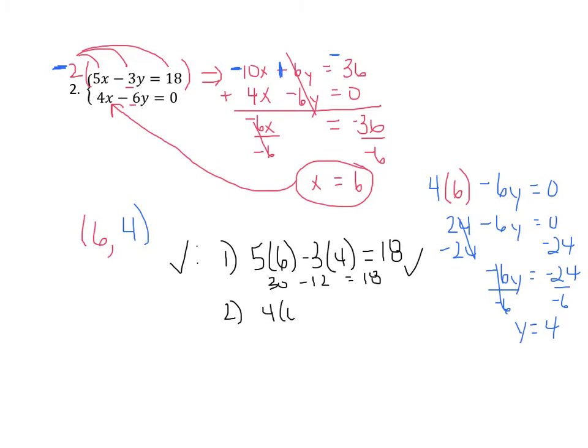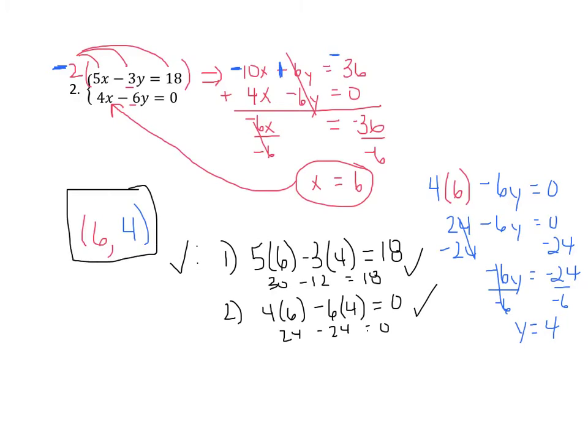4 times 6 minus 6 times y, which was 4. And that should equal 0 if I did it correctly. 4 times 6 is 24, minus 6 times 4, which is 24, and that does equal 0. So it checks out, and this is my point of intersection, which is my solution to the system.